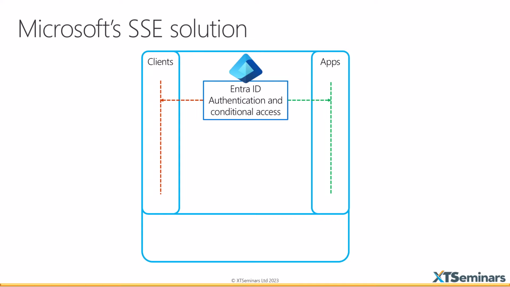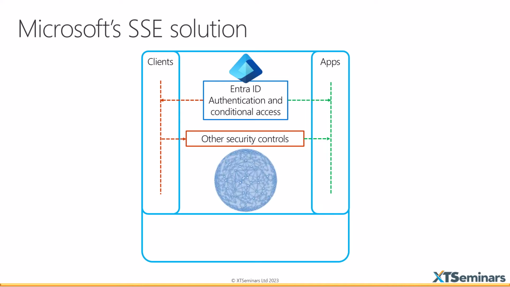And also, when we're going to an application, we can authenticate the user to the application as well and impose conditional access policies. And then, of course, between the two, we can input any other security controls that might be available. And then we make the service worldwide. So everything is geolocated in terms of our points of presence and so on.